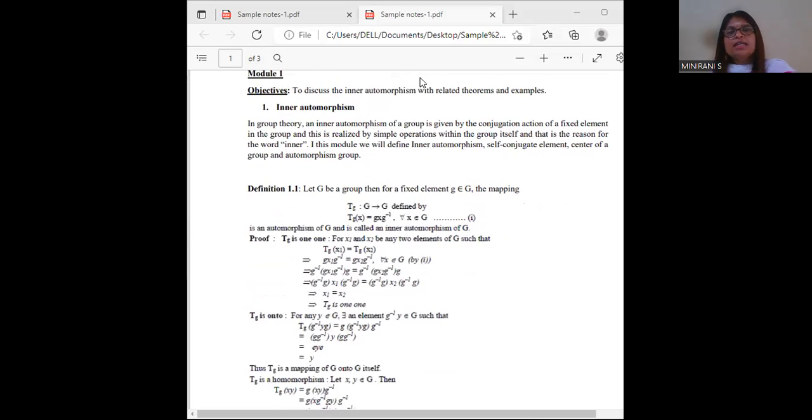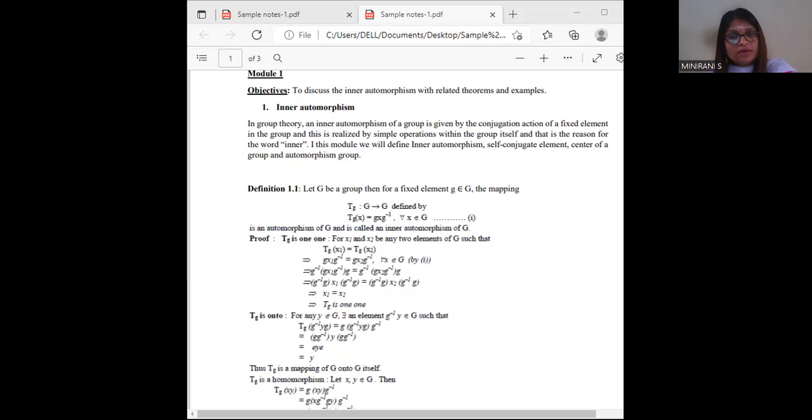So today, let us discuss the inner automorphism of a group. The objective of this lecture is to discuss the inner automorphism with related theorems and examples. In group theory, an inner automorphism of a group is given by the conjugation action of a fixed element in the group. And this is realized by simple operations within the group itself, and that is the reason for the word inner.